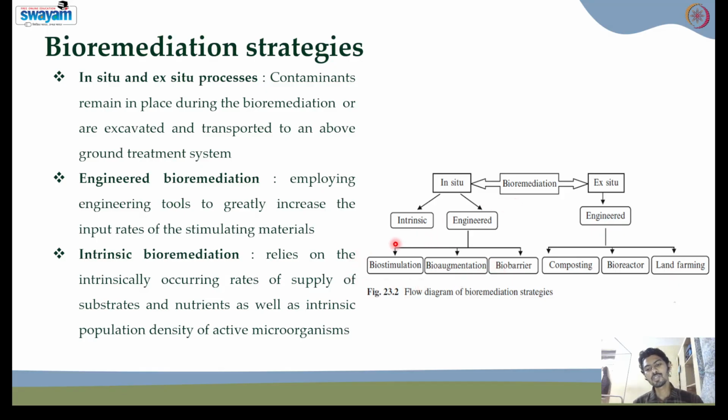And if you see the classification, there is another important classification which is biostimulation and bioaugmentation, and we will be seeing that in the coming slide. But this is the overall classification of bioremediation, where in situ again has been subclassified into intrinsic and engineered, where in engineered we have biostimulation, bioaugmentation and biobarrier, whereas in ex situ we have composting, bioreactor and land farming. And we will be seeing these differences in the upcoming slides.